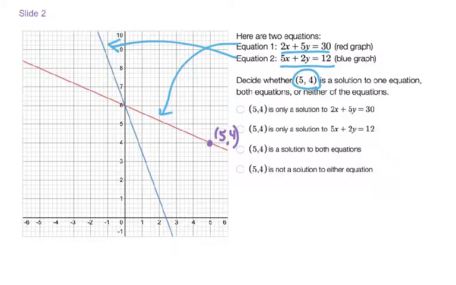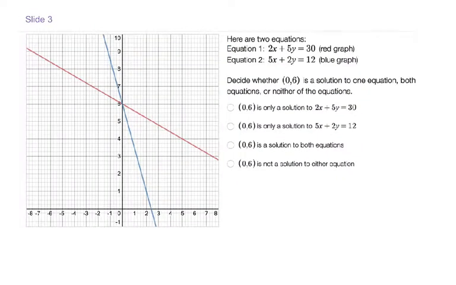Therefore, that point is a solution to this equation of 2x plus 5y is equal to 30. So therefore, 5, 4 is a solution to 2x plus 5y right here. So I'm going to indicate that. Moving on to the next slide.